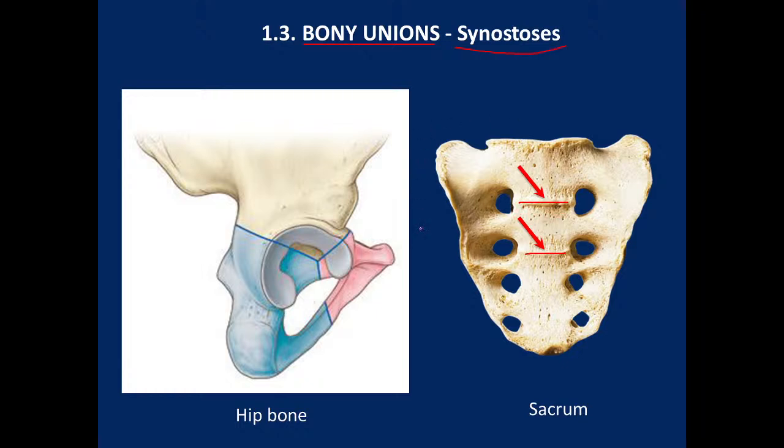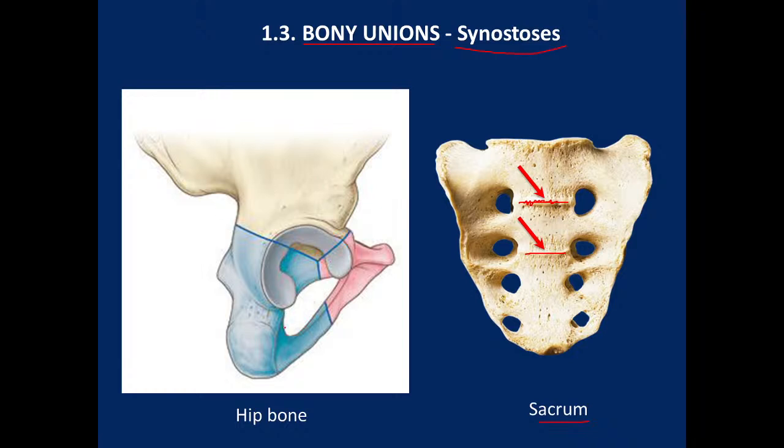This is the lowest part of the vertebral column, we call it sacrum, and between the sacrum's vertebrae we find bony unions. No cartilages, no fibrous connective tissue, only osseous tissue between two joints. That is typical for bony unions. And we also find bony unions between two pelvis bones.